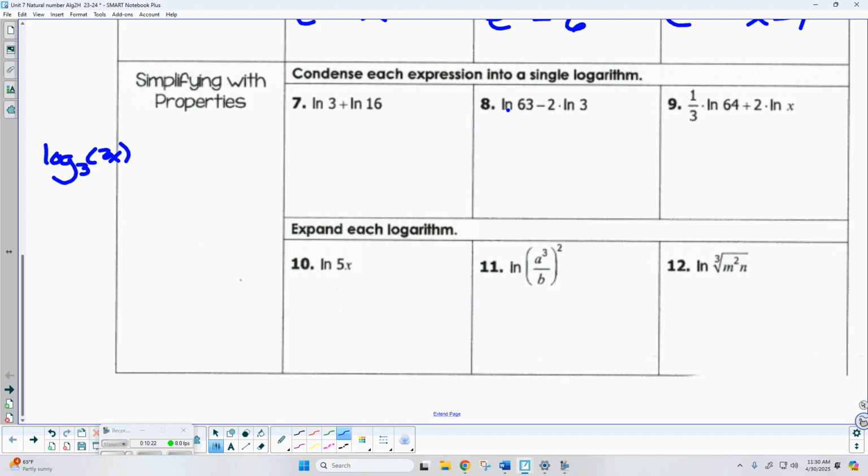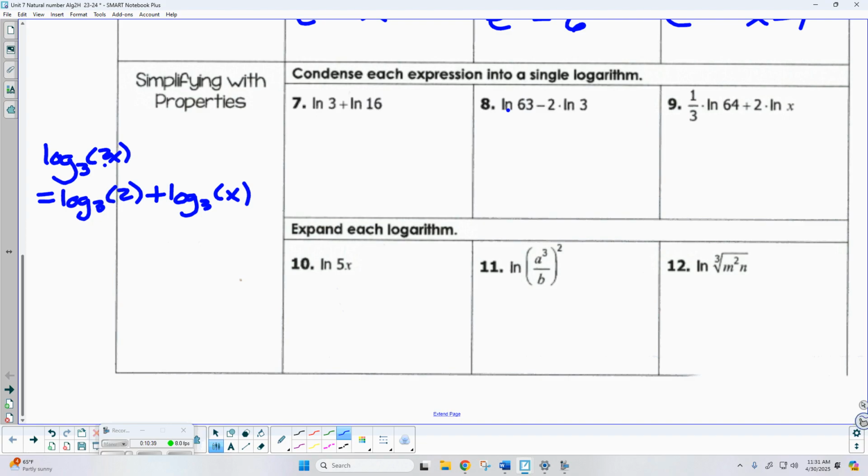We're going to add. Let's say if I'm multiplying inside of an argument, we can separate those by addition. So this is going to be log base 3 of 2 plus log base 3 of x. Remember, that's what we call the product property.